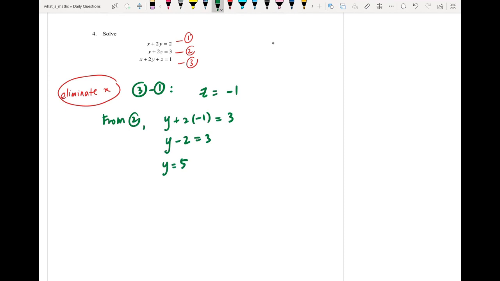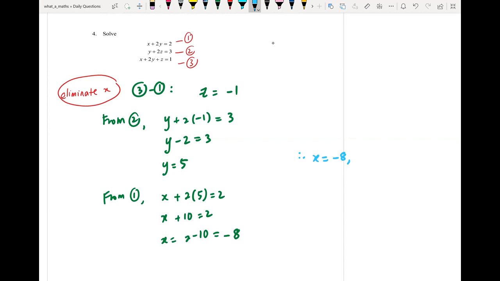I have z and y, so now I'm left with x. Looking at my 3 equations, I found equation 1 to be most helpful to me. I can find my x, and then plus 2, my y is 5. So solving it, I have x equals 2 minus 10, which is negative 8. Now I can make a conclusion. Therefore, x equals negative 8, y equals 5, z equals negative 1.